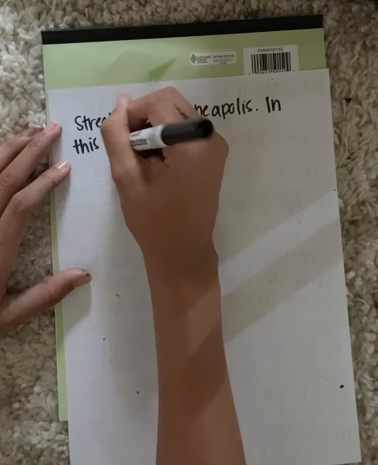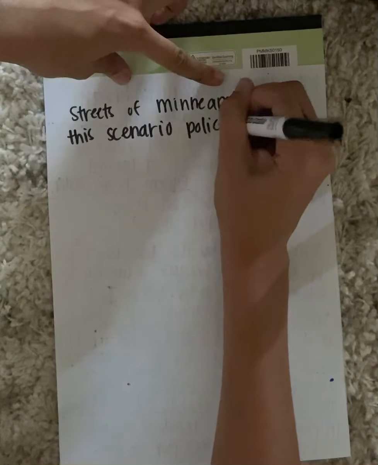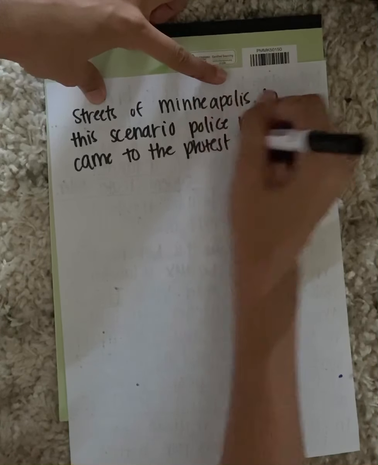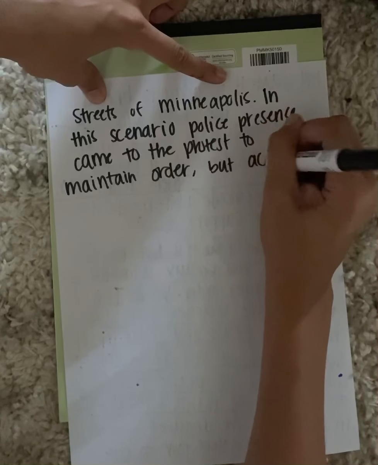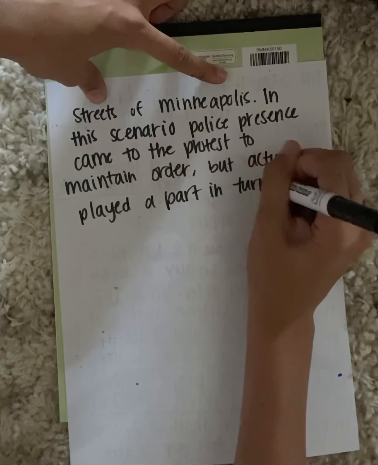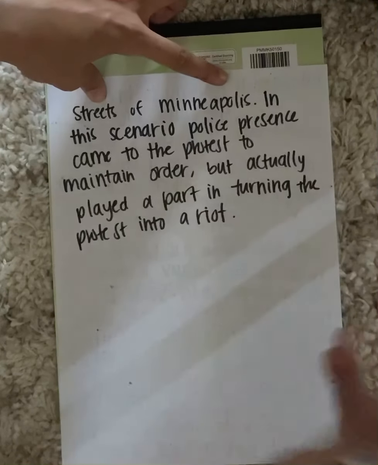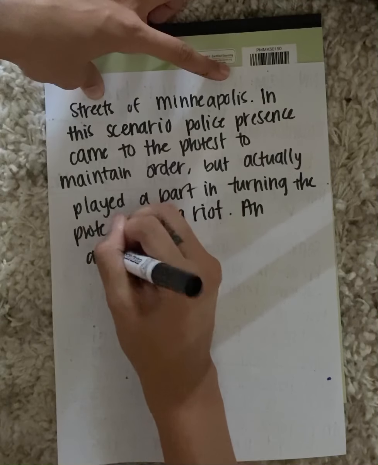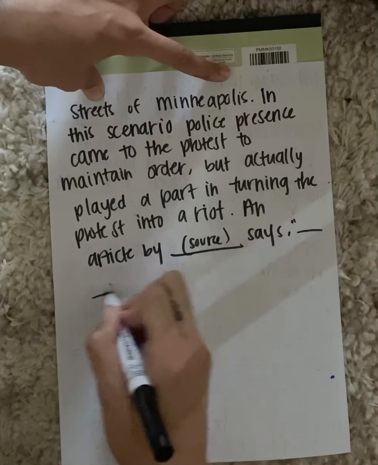In this scenario, again, these are not my own ideas necessarily. I'm just giving you an example of how to write this prompt. In this scenario, police presence came to the protest to maintain order, but actually played a part in turning the protest into a riot. Then I would go and find some evidence to back that up. So I might say an article by this source says, and then I can cite my evidence here.